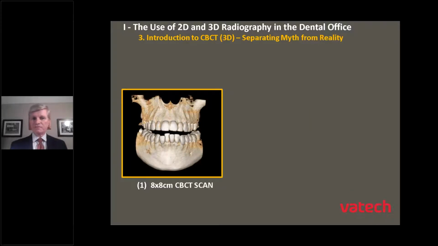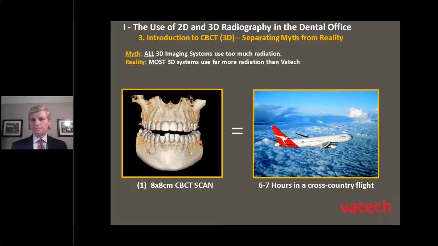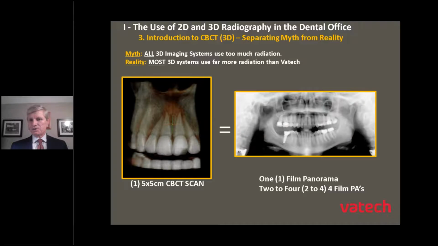Let's look at a smaller field of view, an 8x8 field of view, which captures the central dentition itself. This would be equal to that of doing a cross-country flight by plane. Very simple comparison. And then doing, say, a smaller 5x5 scan would be equal to that of doing, let's say, either one film panorama or doing 2 to 4 film PAs.